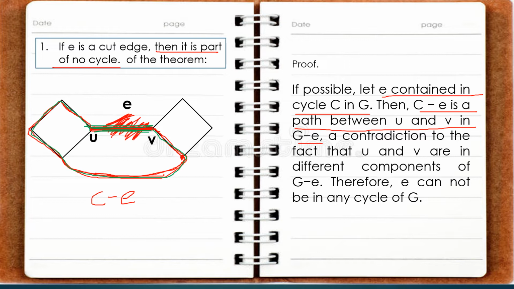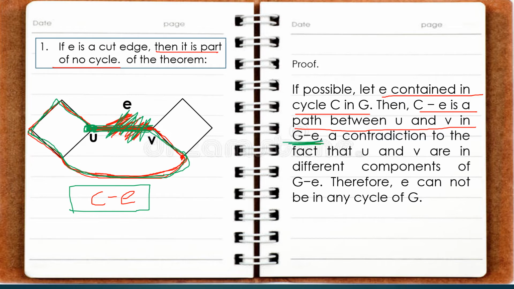Again, if E is truly a part of the cycle C in the graph G, then removing E from the graph, which we denoted C minus E. When we remove E, we denote whatever the resulting graph is as C minus E. So when we remove E, still there is a path connecting U to V.